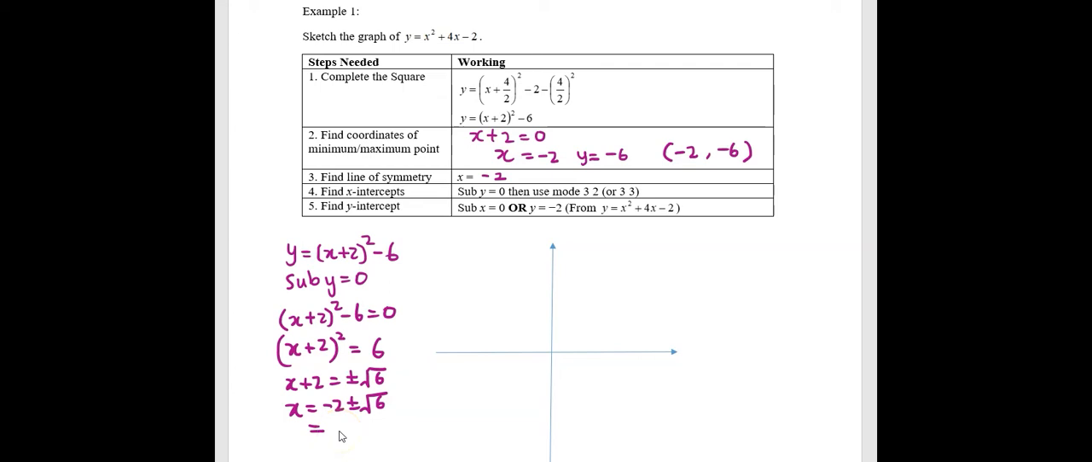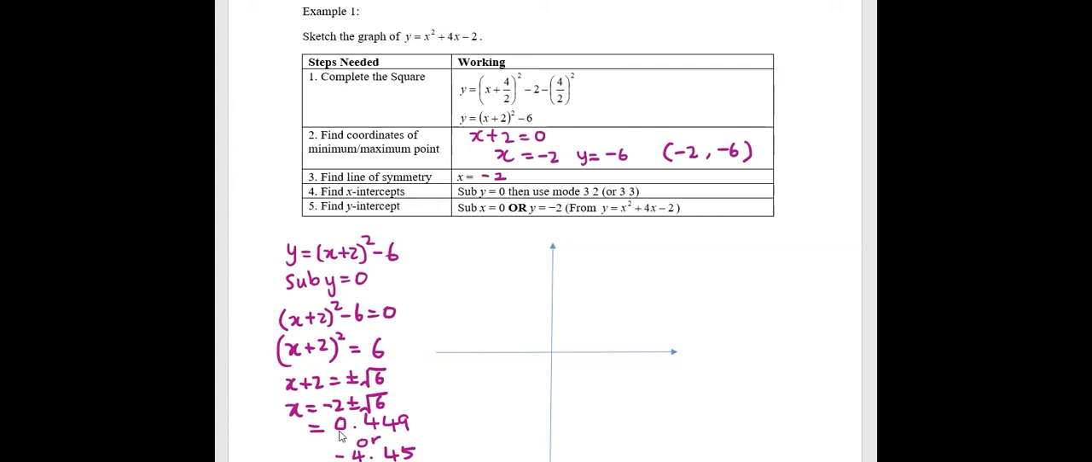As it turns out, negative 2 plus square root 6 is going to give us 0.449 correct to 3 significant figures, and negative 2 minus square root 6 is going to give us negative 4.45, again correct to 3 significant figures. So now this gives us a better idea where our graph will cut the x-axis.